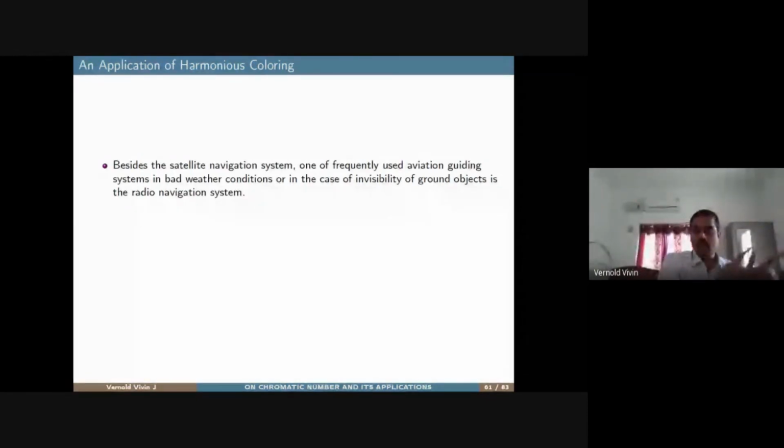So if you assign 1 4 or 1 3, this 1 4 or 1 3 combination should not be repeated again in the graph. So this is the condition for the harmonious chromatic number, and we are going to find the minimum number of colors to color a given graph G. Okay. So what is the application? What is the practical application for this? So here you can see a practical application besides a satellite navigation system.